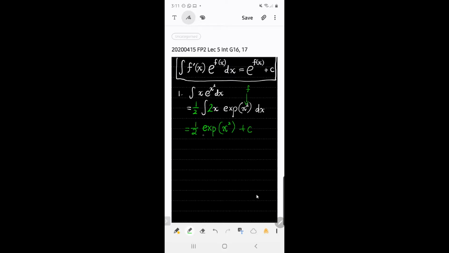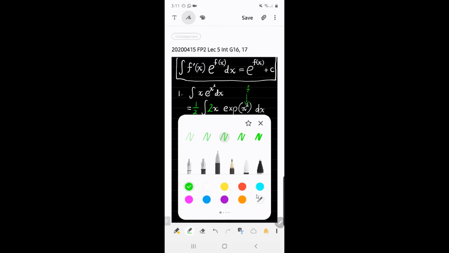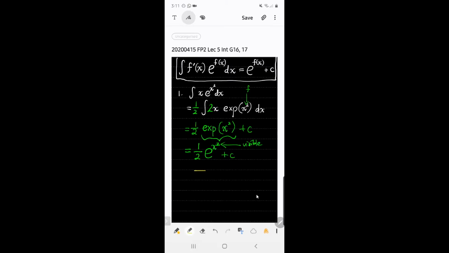If you are not familiar with this notation exp x squared, then you can also write this as 1 over 2 and then e to the power of x squared. Make sure the squared is visible and clear. So that is question number 1. Then we move on to question number 2.